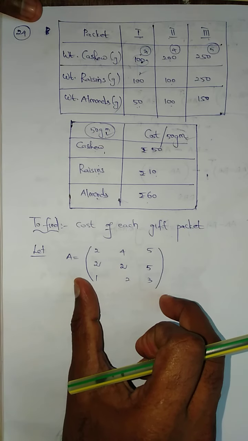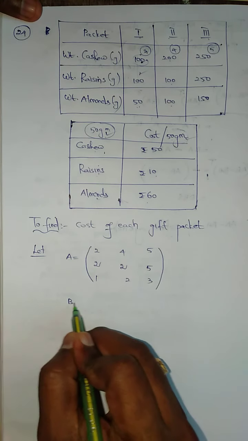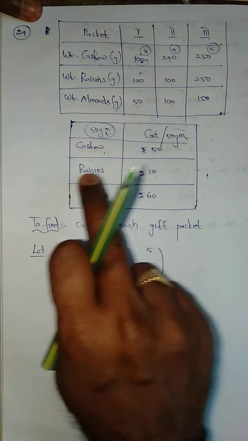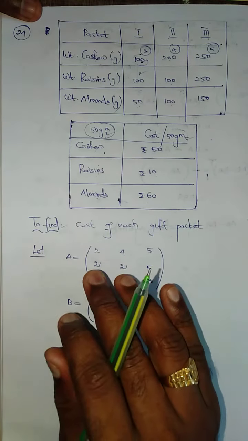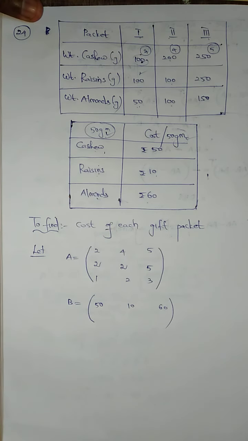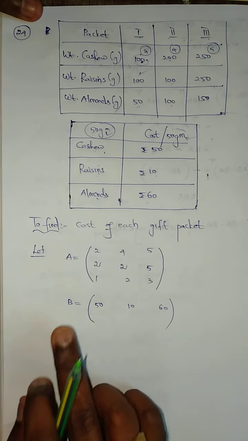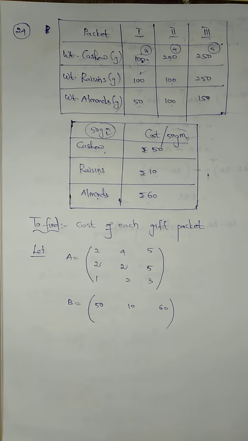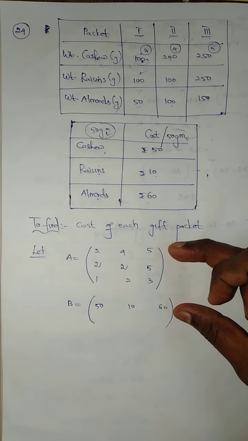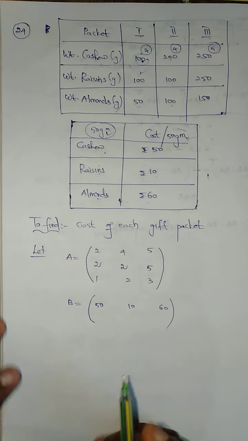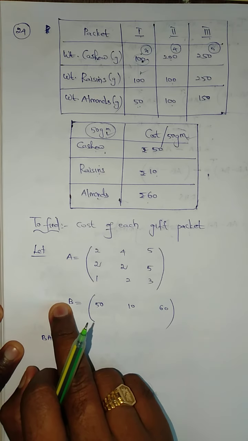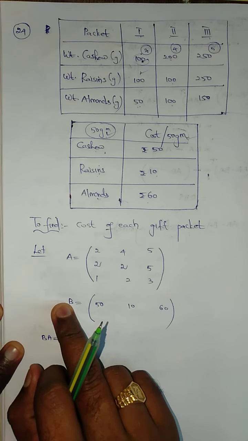This is A. Next, what am I going to take as B? B is nothing but the cost: 50, 10 and 60, for cashews, raisins and almonds. This I am going to consider as B. If I multiply these two matrices, I am going to get the cost of packet 1, packet 2 and packet 3. But the problem is, I can only do B into A. I can't do AB because the condition is not satisfied for AB.